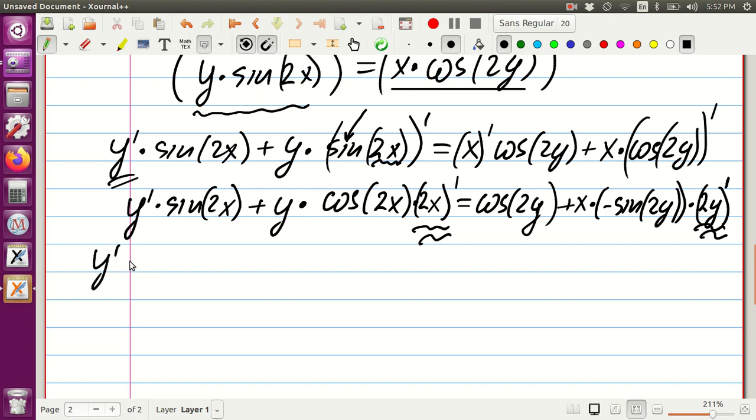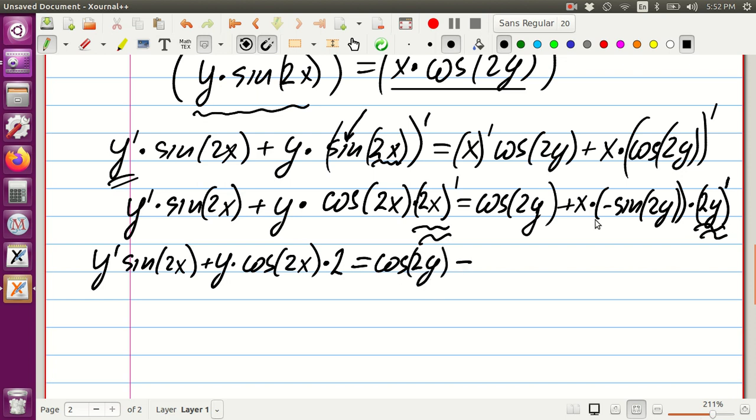So what do we get? We get y prime sine of 2x plus y times cosine of 2x times the derivative of 2x, which is 2. On the right side we have cosine of 2y minus y minus, because we have a minus over here, so we move it up front. Then we have x, we have sine of 2y, and we have the derivative of 2y. 2 is a constant, so we can move it up front. And the derivative of y is y prime, because we can't really calculate it. We don't know what y is. So we just keep it.